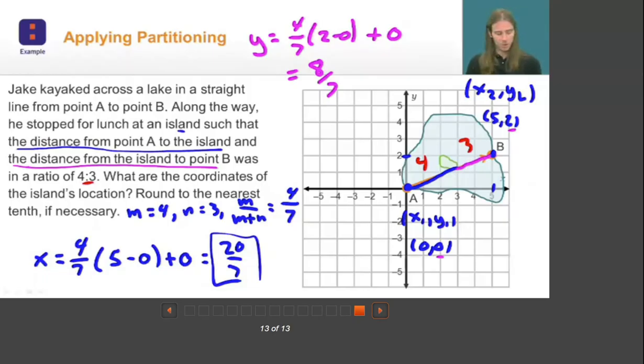Remember, we were asked to round to the nearest tenth if necessary. So when I do that, my answer is about 2.9 and 1.1. Those are the approximate coordinates of the island's location. And if I plot those on the directed line segment, I can see that that point will be about right there. And that is the point that is 4/7 of the way along the path, along the directed line segment. And it's 4/7 of the way along because we broke the line segment into a ratio of 4:3.